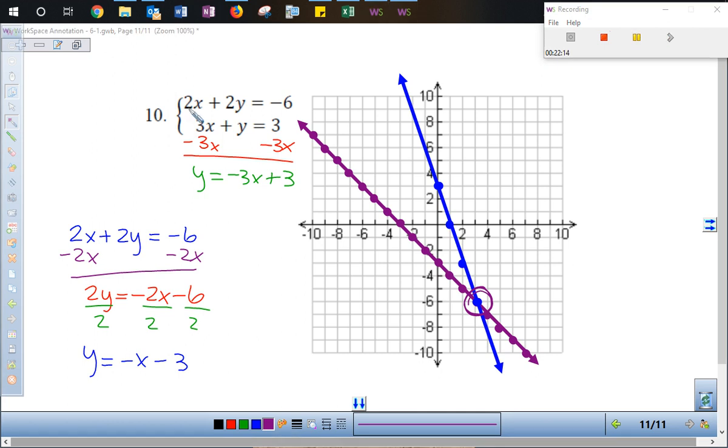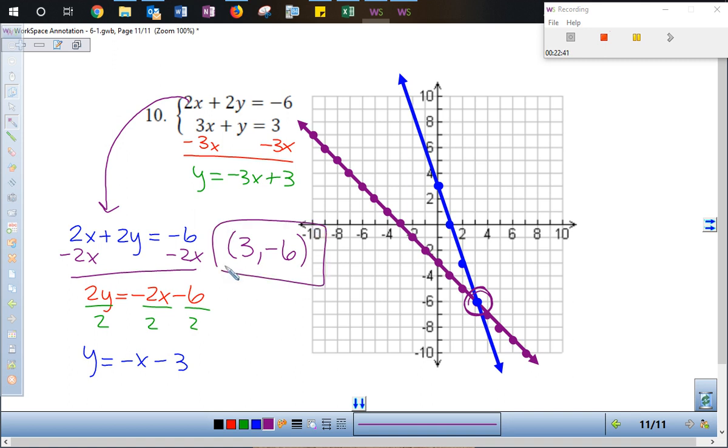All right, so to graph these, first you have to solve the first equation, which I did down here. When I solved 2x plus 2y equals -6, I got y equals -x minus 3. And that gives us the purple equation right here, the purple line on my graph. Then to solve my second equation, I subtracted 3x and I got y equals -3x plus 3, which is my blue equation up here. They cross each other right here at this nice ordered pair, and so my answer is 3, -6.